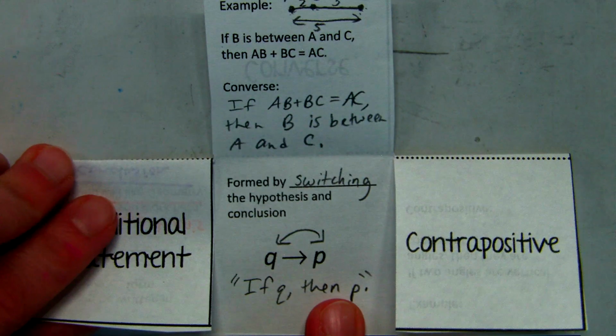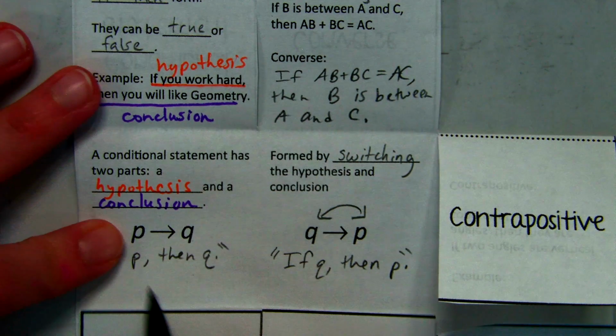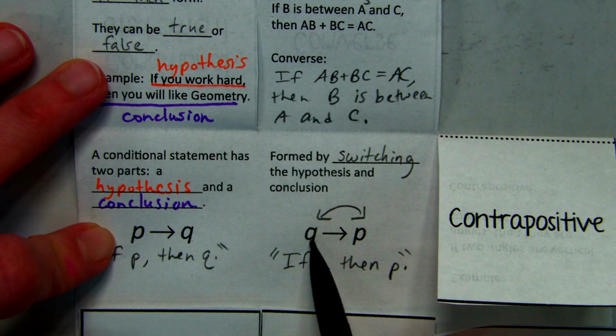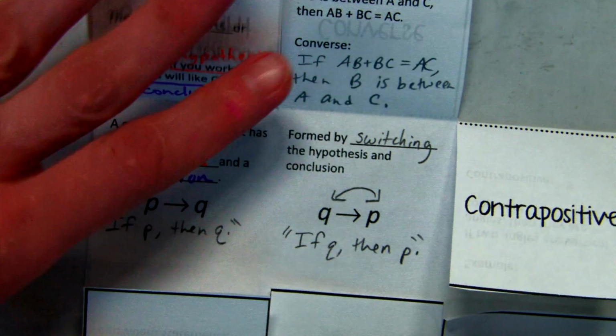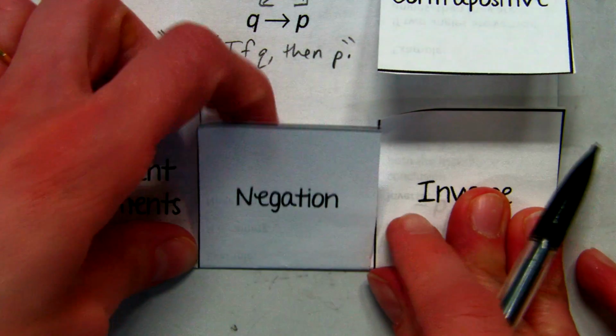So we're comparing it to what we had here. We had P then Q. They're saying, oh, we're just going to switch around, Q then P. Okay? All right, next I want to go down to negation.